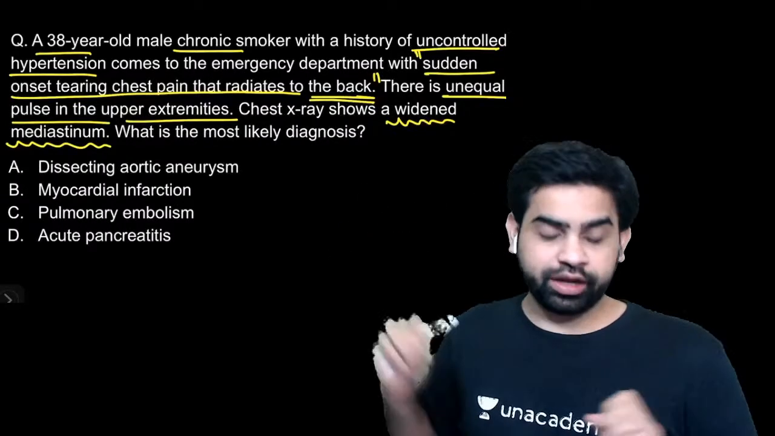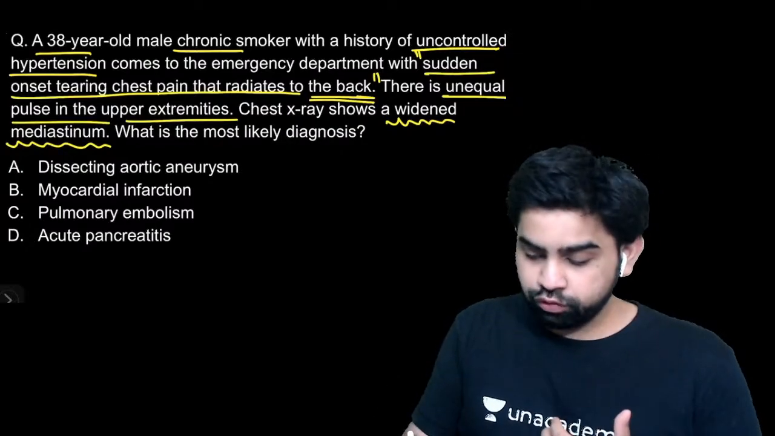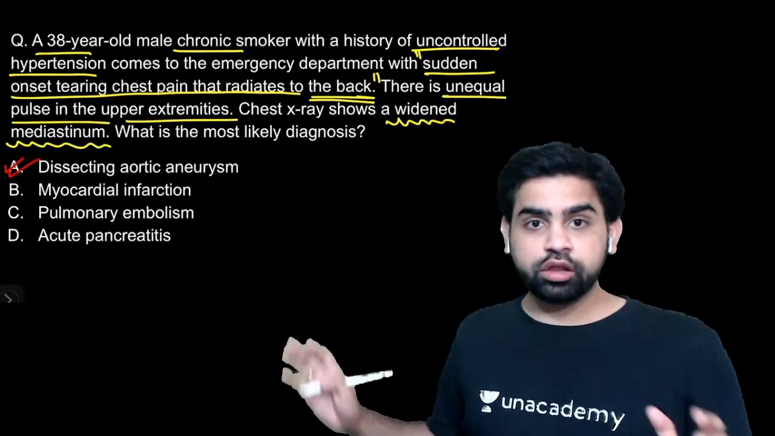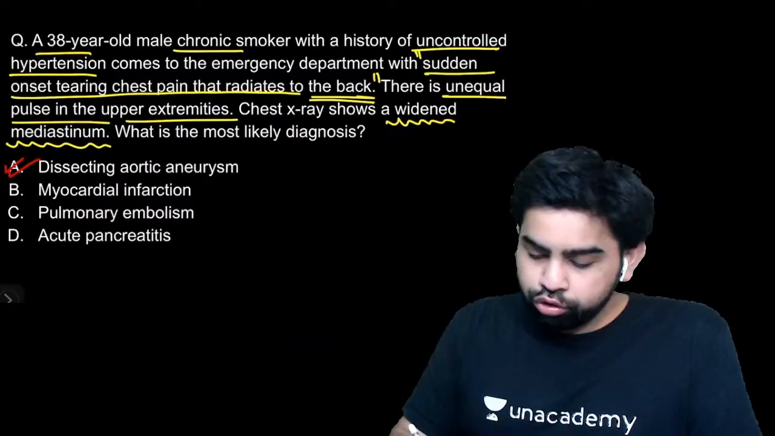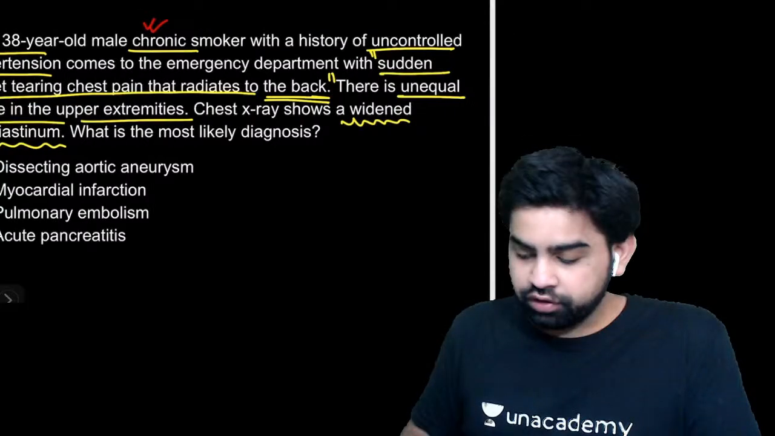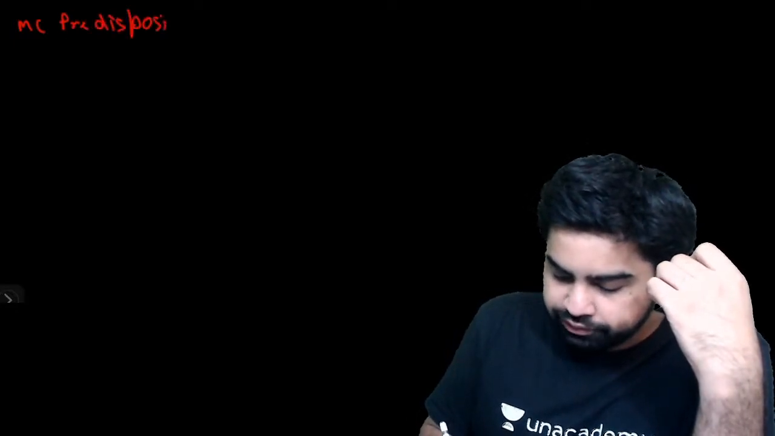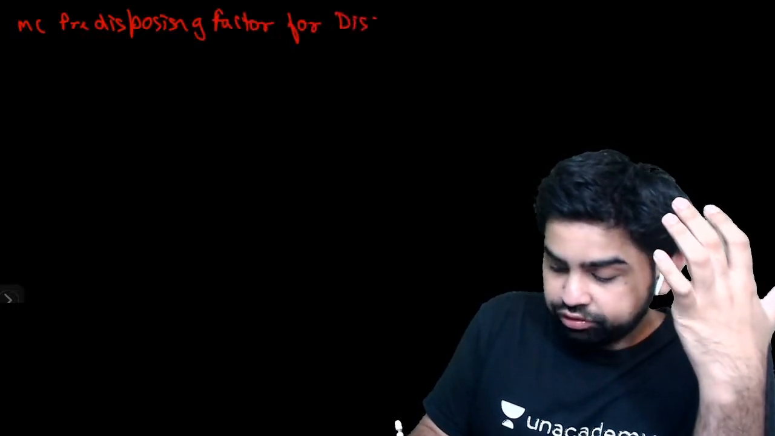Coming back to this particular question, guys, what do you think is the answer? So, everybody's right. Each one of you is saying that it is a dissecting aortic aneurysm, and that is absolutely correct. Okay, what is this person suffering from? The person is suffering from a dissecting aortic aneurysm. Now, let us break this. You have a patient who is a chronic smoker and who is an uncontrolled hypertensive. So, if I just ask you, what is the most common predisposing factor for a dissecting aneurysm?